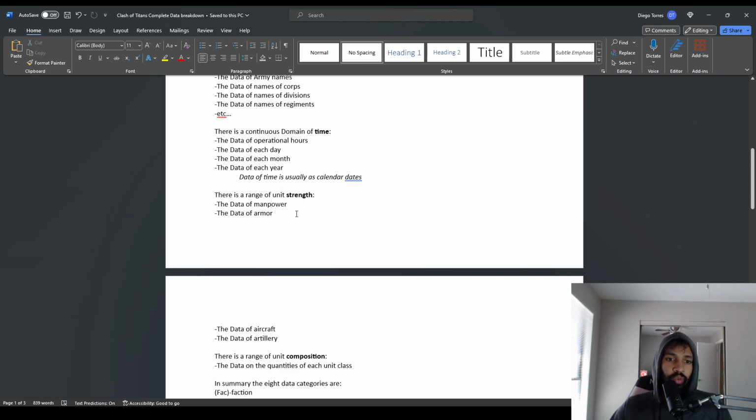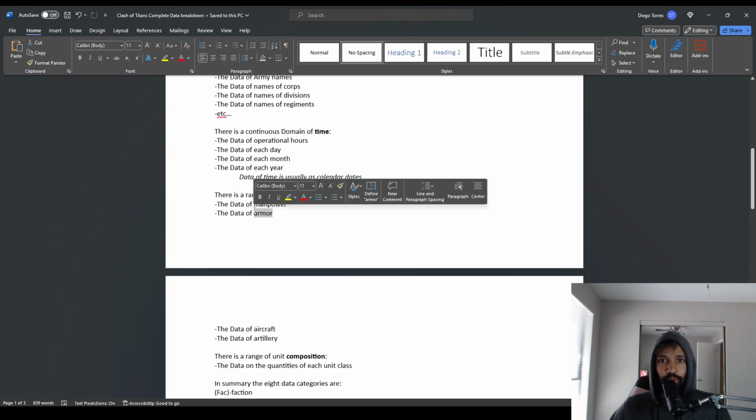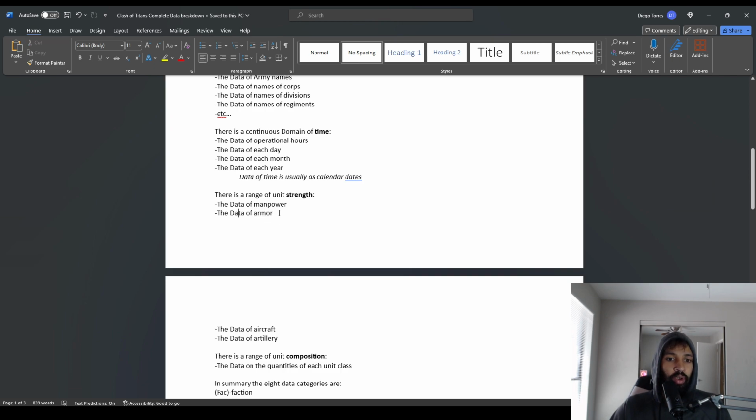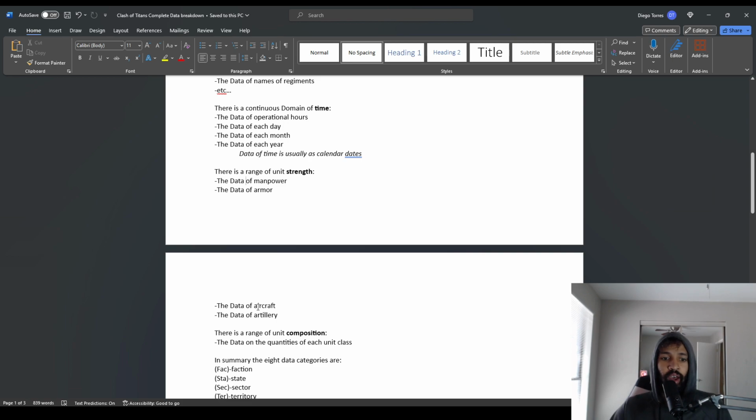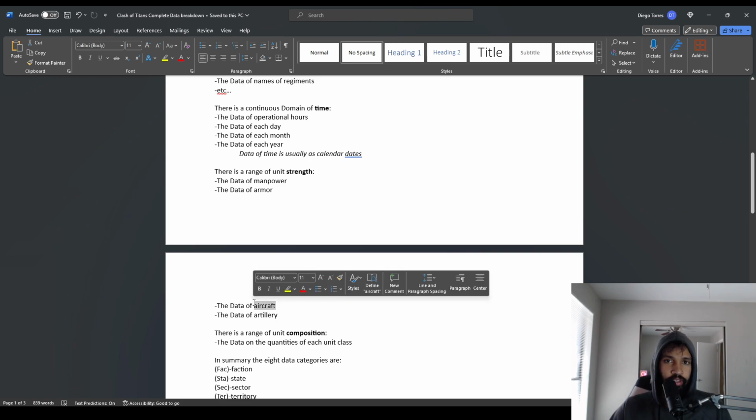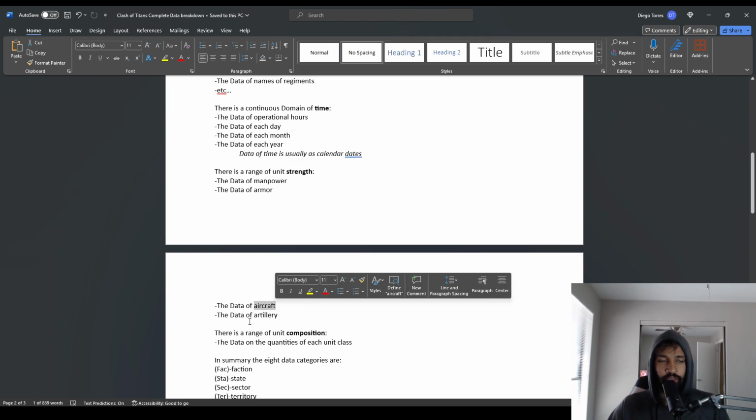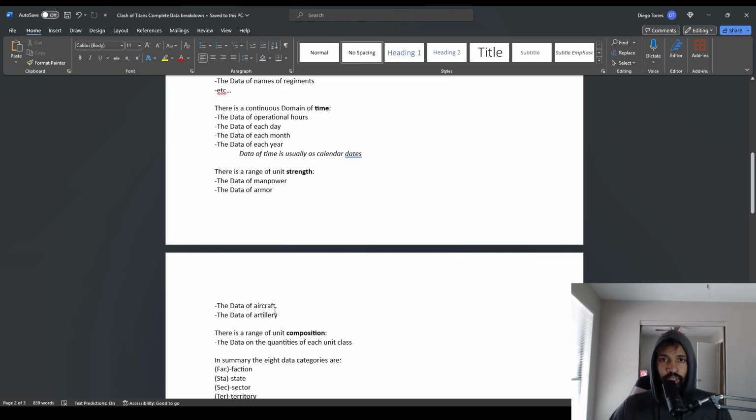We also have armor, right? I mean, this is the one that most people are really interested in. How many tanks were destroyed at the Battle of Kursk, right? What else? We have the data of aircraft. That's another big one. How many aircraft, Soviet VVS aircraft, that's the Soviet Air Force, were destroyed in the first opening days of Operation Barbarossa?